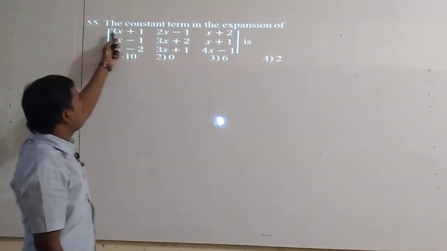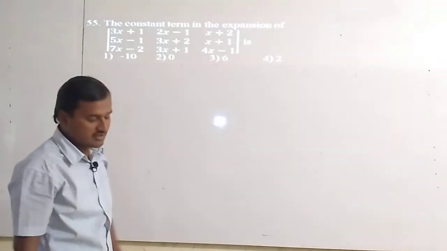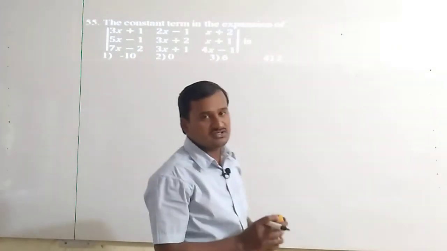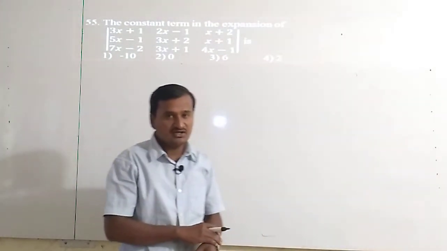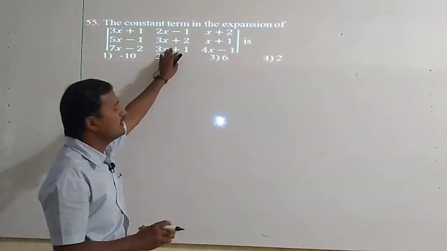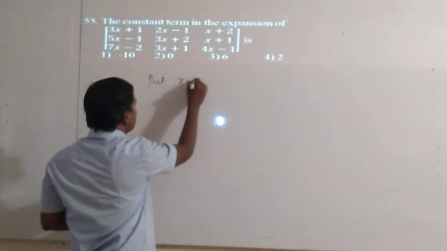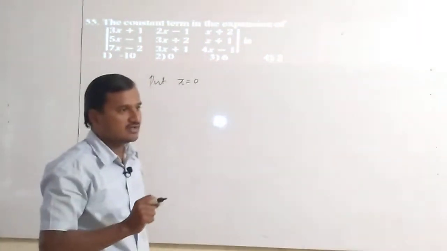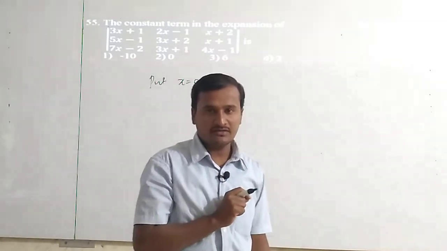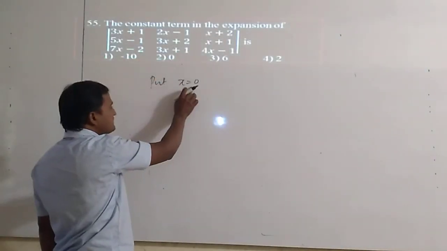Okay, the constant term in the expansion of this determinant. Such types of questions we already discussed. To find the constant term of a polynomial, just replace the value of x by 0, right? If you want to find the constant term of a polynomial, you have to replace the value of x by 0.